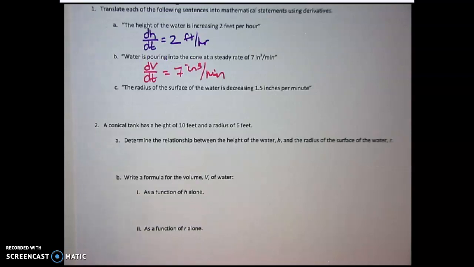Water is pouring into the cone at a steady rate of 7 cubic inches per minute. So again, if you don't remember, cubic inches has to be a volume. It has 3 dimensions. So dV/dt, the change in my volume, equals 7 cubic inches per minute.